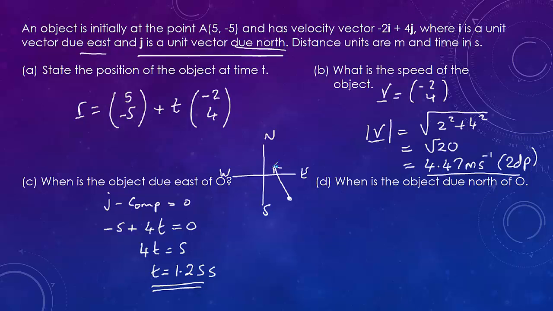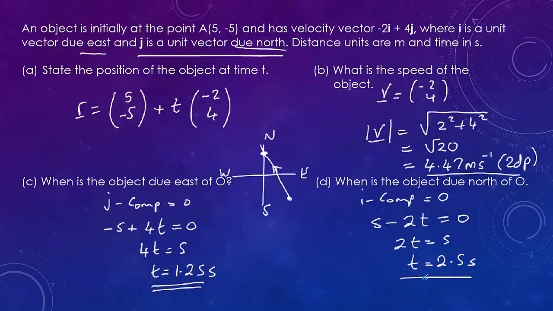When is the object due north of O? So that's when it's actually arrived at a point here. And for that, we're going to need the i component to be equal to 0, so that it's neither east nor west, just north or south. So that's going to give us 5 minus 2t. So 5 minus 2t is equal to 0. So 2t is equal to 5. So t is going to be 2.5 seconds.